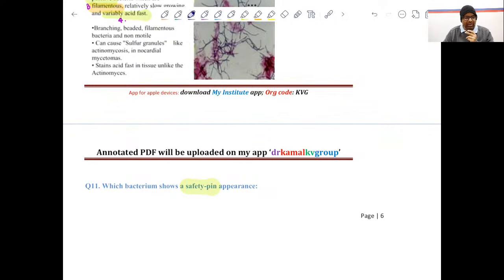Then moving forward, which bacterium shows safety pin appearance? Now this you must have read many number of times. So safety pin is something like this. So the bacterium, they show bipolar staining. So this is bipolar staining, and this is especially in terms of Yersinia pestis. So one has to remember at least Yersinia pestis, which shows this bipolar staining on Wright stain.